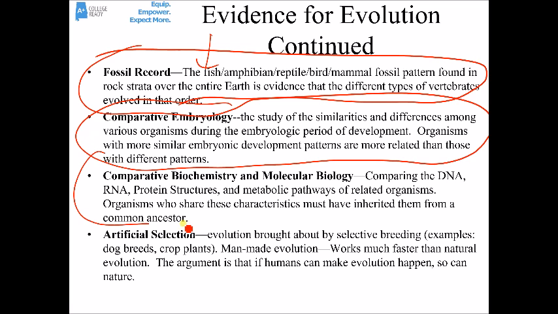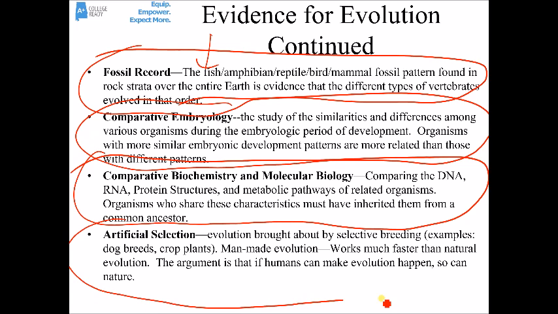We already talked a little bit about this one without naming it: comparative biochemistry or comparative molecular biology. So this is comparing either the DNA or the RNA or maybe the protein amino acid sequences, and also even metabolic pathways of related organisms. And organisms which share more of those things are more related to each other than they are to organisms in which there are more differences in those things.